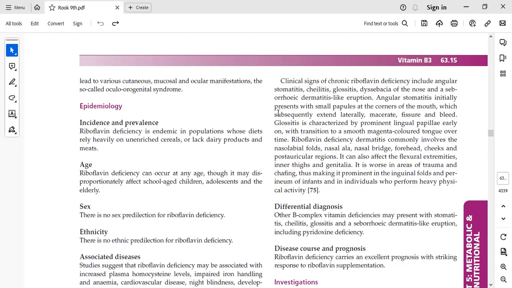Besides this, there is also a seborrheic dermatitis-like eruption in vitamin B2 deficiency, and angular stomatitis. It begins at the corners of the mouth, which then extends laterally and which even macerate and bleed in the long course. Again, glossitis may also occur in vitamin B2 deficiency.